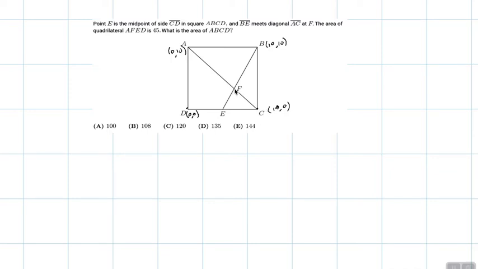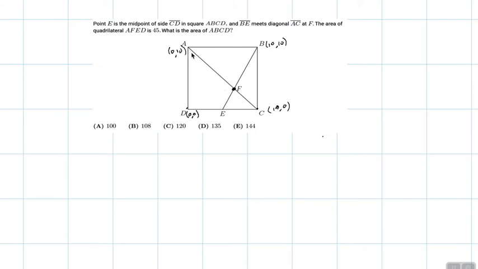So I want to find the coordinate at F. What I'll try to do is, if I know the area of this entire square, the way I've labeled it, it is going to be 10 times 10, which is 100. If I can find the area of this triangle, figure out what the ratio of that is, then that's going to help us. So if I can just find this coordinate, that'll help.